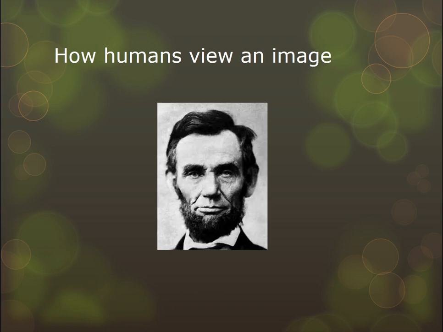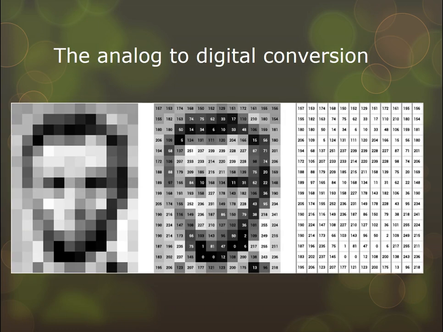Hopefully everybody sees an image of President Lincoln. This is how humans view an image. The computer system is going to view it a little bit differently. It's going to take your analog image, which it sees as a bunch of different shades. It's got white, it's got black, it has many shades of gray. It's going to take that image, then it's going to assign a pixel value. These numbers represent pixel values for all of those different black, white shades of gray tones.